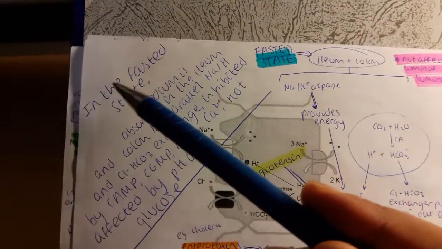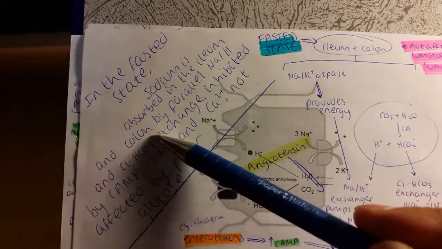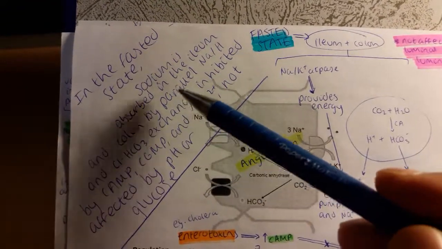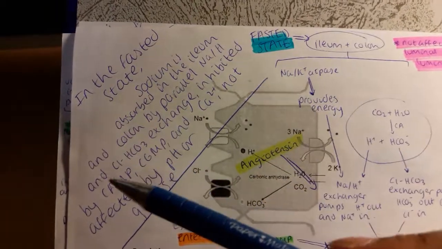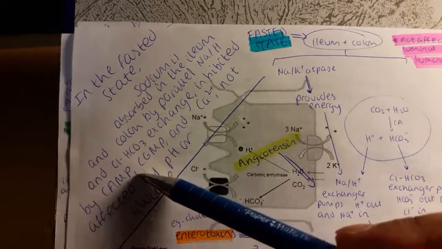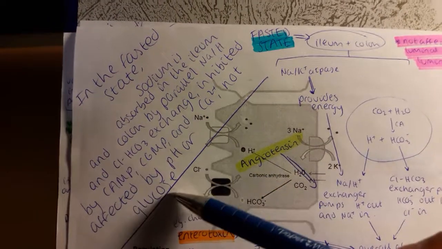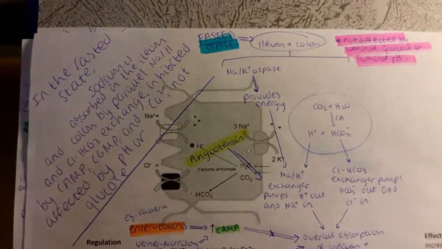However, in the fasted state, sodium is absorbed in the ileum and colon, so not the jejunum, by parallel sodium-hydrogen and chloride bicarbonate exchange, which is inhibited by cAMP, cGMP, and calcium, not affected by pH or glucose. Let me explain all this, right?